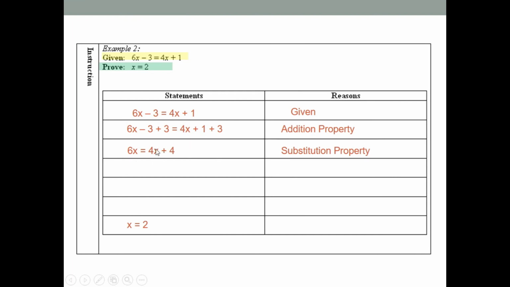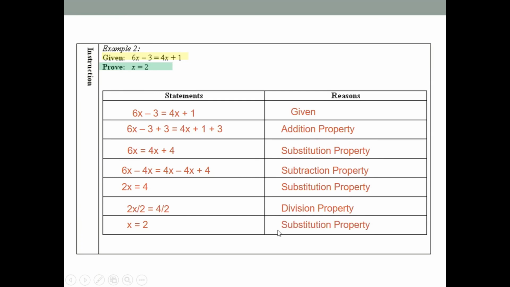Then from here, it makes sense to move the x's all to the left side. So I would subtract 4x from both sides. So that is subtracting the same thing from both sides. That's subtraction property. Next, 6x minus 4x is 2x. 4x minus 4x is 0. Just leaves 4 on the left. So again, I'm just simplifying. That's substitution property. And then finally, I would need to divide both sides by 2. That's the division property. And then when I get the result of that division, when I simplify that, that's substitution property.